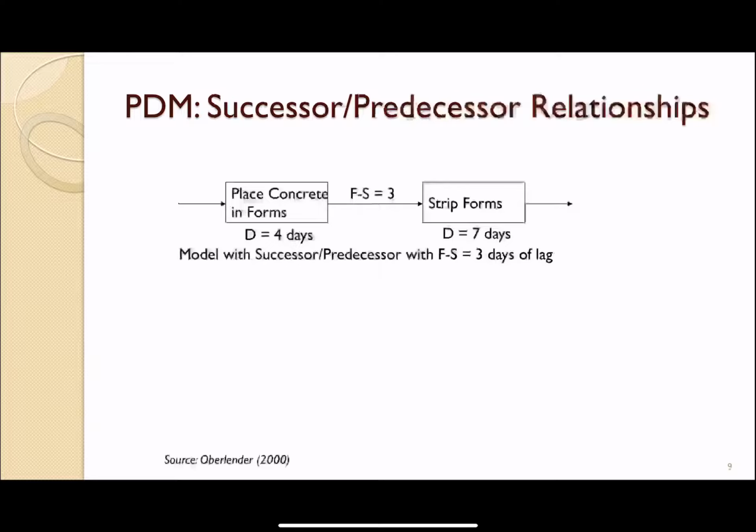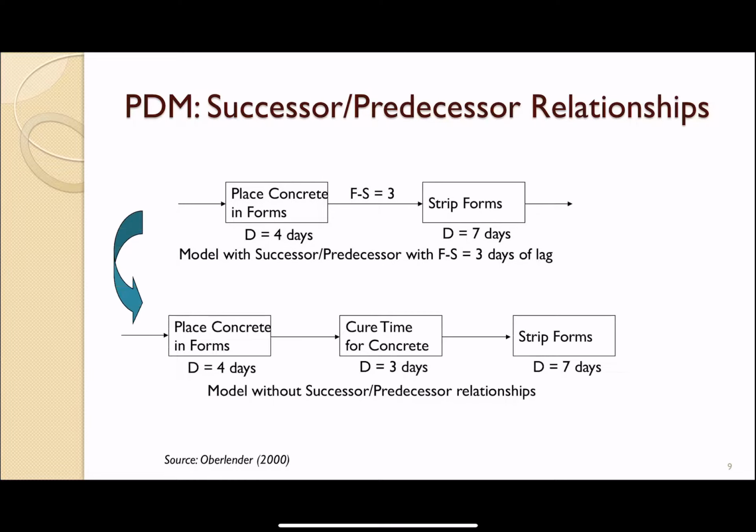And then in modeling the relationship with the lead lag, I give you another example here. If you have placing concrete and stripping the form, you cannot place concrete and strip the form immediately. You need to wait for the concrete to get some strength. That's why we say a 3 day lag, waiting 3 days before we strip or remove the form. Or we can add one activity in the middle, which is curing the concrete for 3 days. We don't have to use the lag factor of 3 days in the schedule.